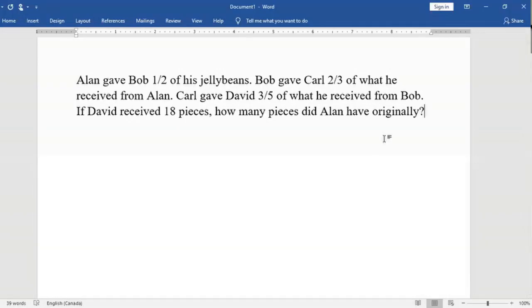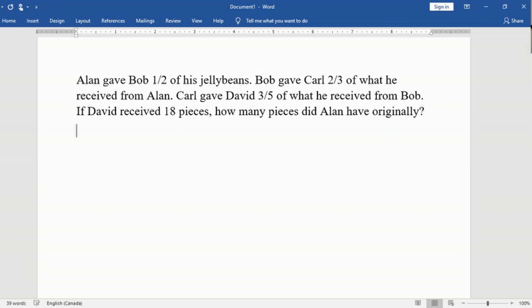All right, so this question says, Alan gave Bob half of his jelly beans. Bob gave Carl 2/3 of what he received from Alan. Carl gave David 3/5 of what he received from Bob. If David received 18 pieces, how many pieces did Alan have originally?